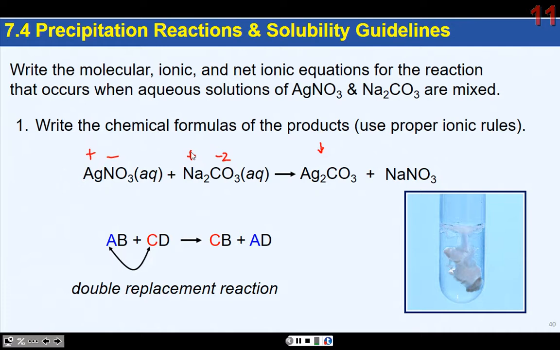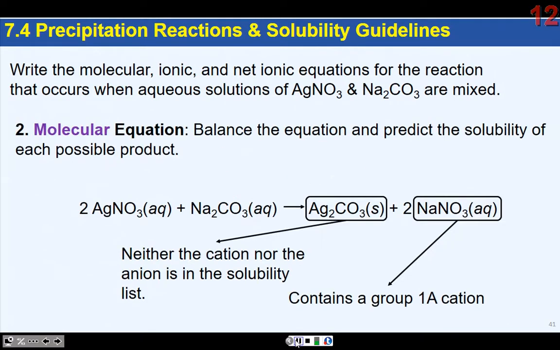We need to put a 2 here in front of the sodium nitrate to get the number of sodiums to come out even. And also we would have to put a 2 in front of the silver nitrate to have the right number of nitrates, but that gives us the right number of silver also, which is good. That's a good place to begin. Now, after we write the chemical formulas of the products, using the rules for how you combine things with their charges correctly, what do we do next?